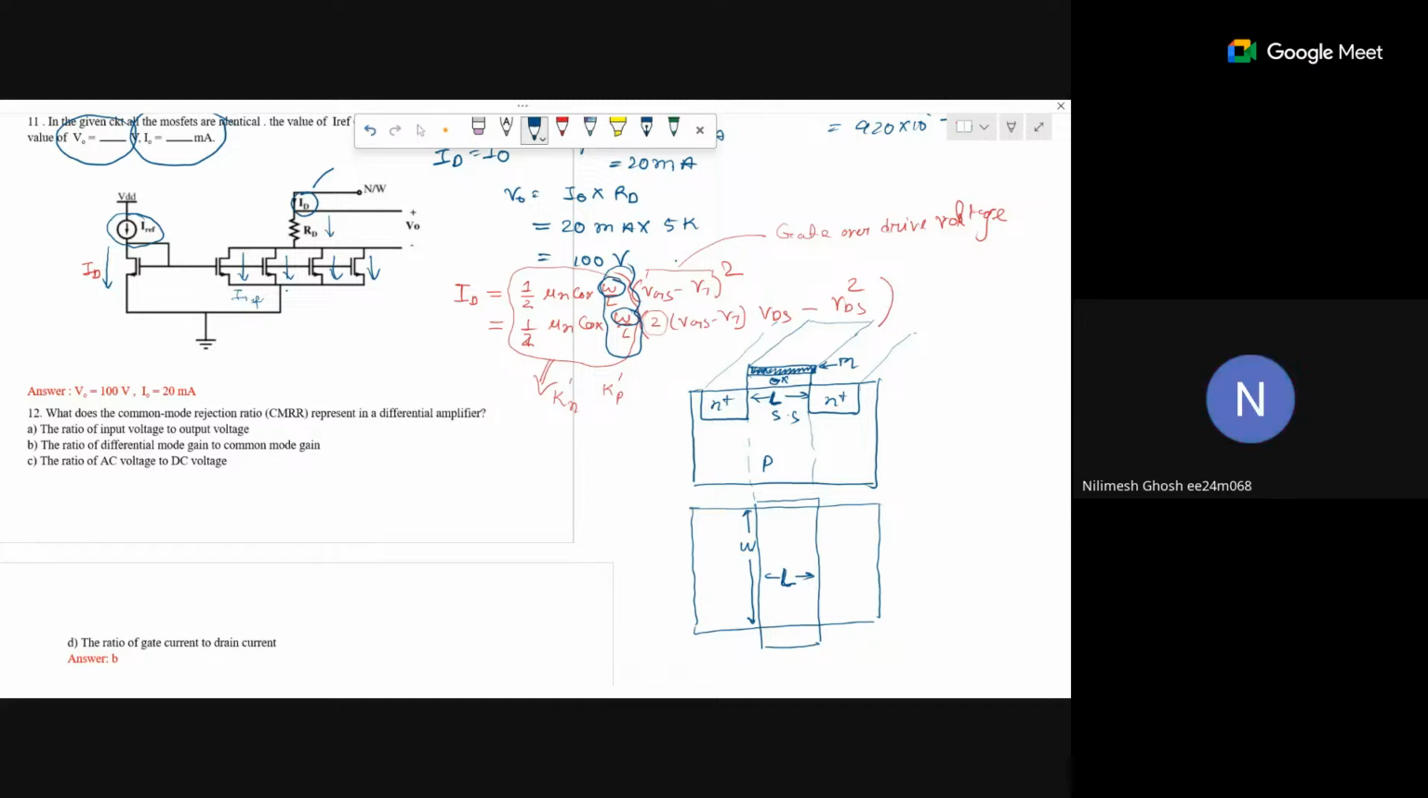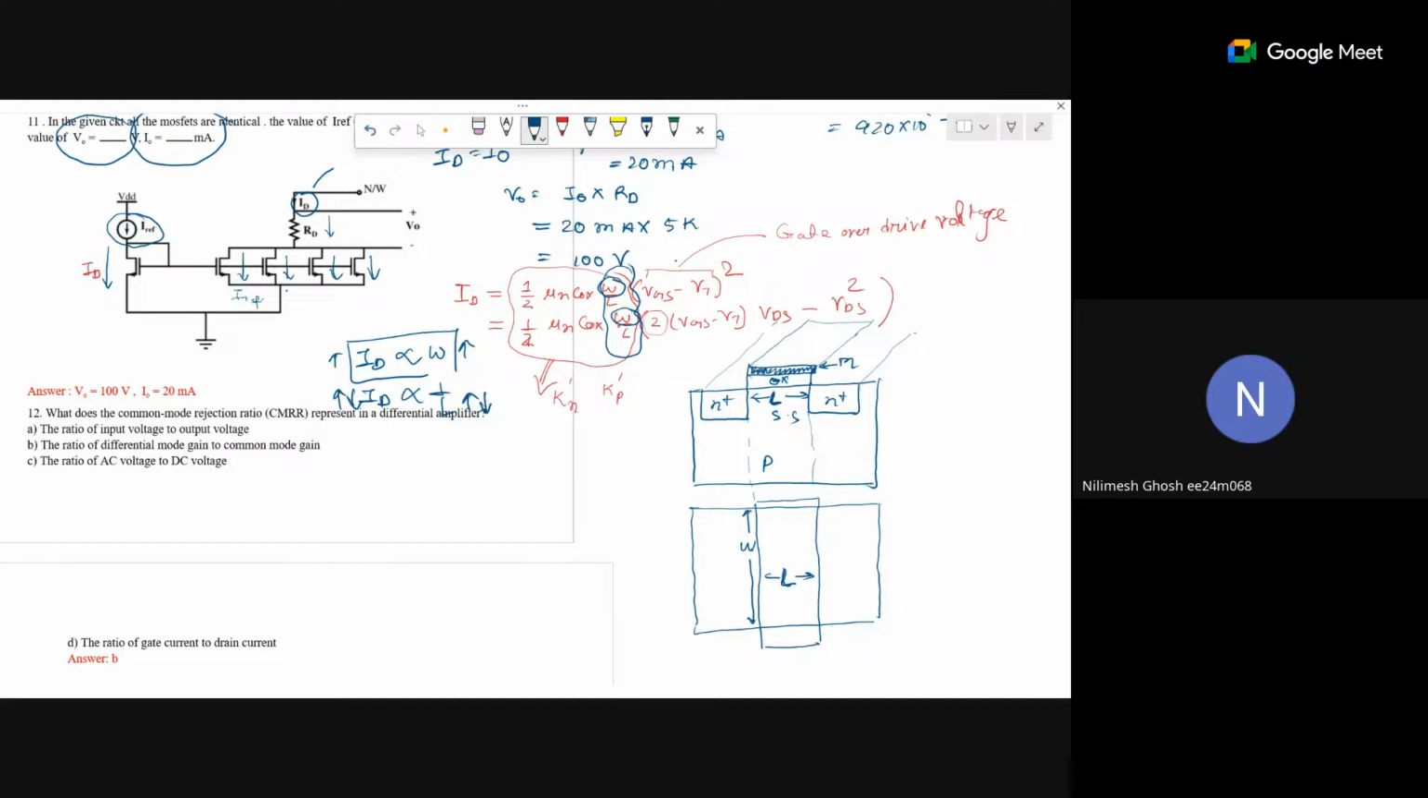Now see, this is W. The thing is, this W is in our hand. So if I make a bigger W, the current will be higher, because this ID is directly proportional to W. Now if I make a higher W, the current will be higher. Or if I make a higher L, the current will be lower. Or if I lower the L, the current will be higher.